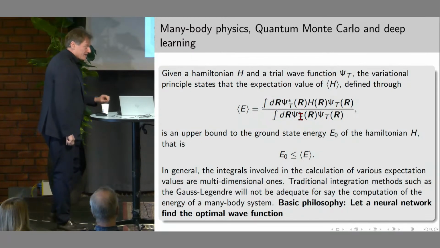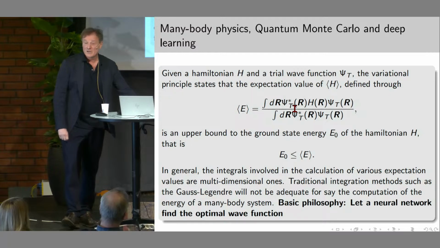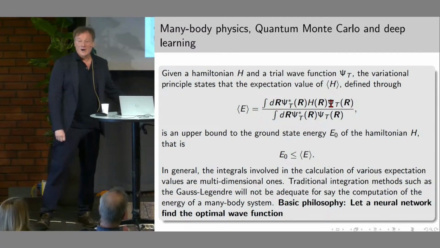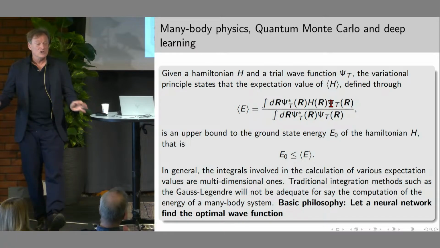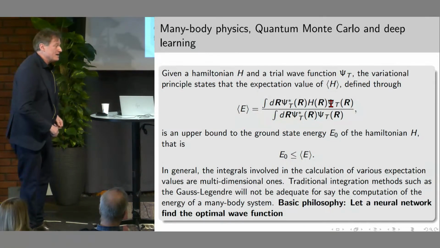So the thing here, in traditional Monte Carlo methods, is that you would try, this Ψ_T is a trial function, where you make a guess on the system. And then you integrate by Monte Carlo integration. This is essentially what you do. And that's the variational Monte Carlo method. You use the variational principle, and that's it.